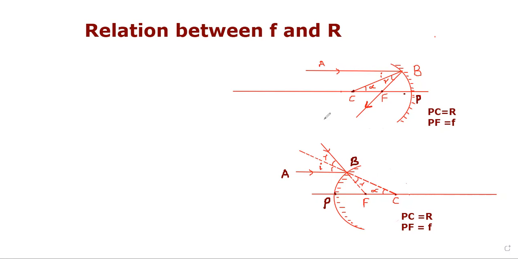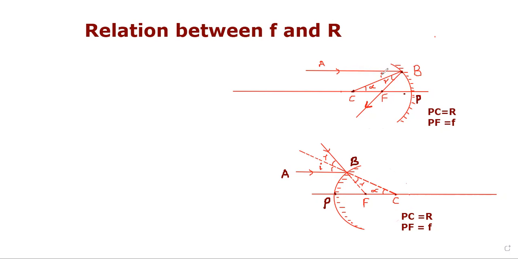Now, consider one ray which is parallel to the principal axis. This is the principal axis, and this is a ray parallel to it. So after reflection from point B on the mirror, it passes through the focus.